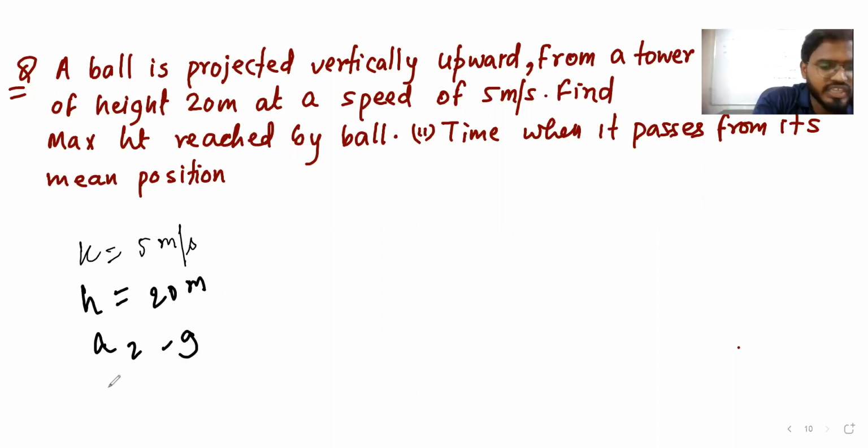What they're asking first is to find the maximum height reached by the ball. So S we want to find, right? And one more thing we can say here: final velocity is going to be 0 at maximum height. We don't have time, so let's try directly.